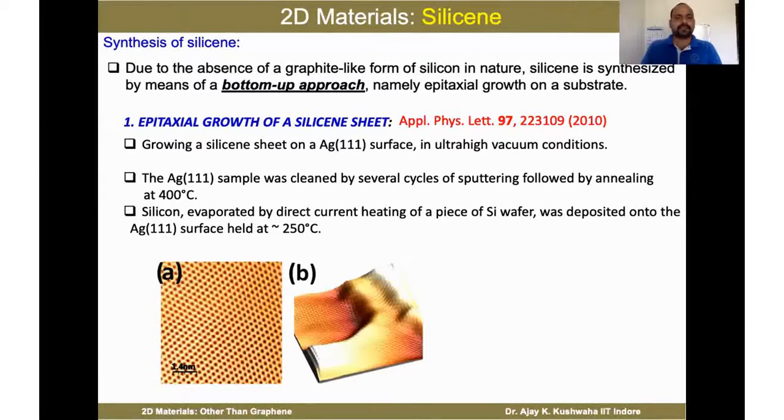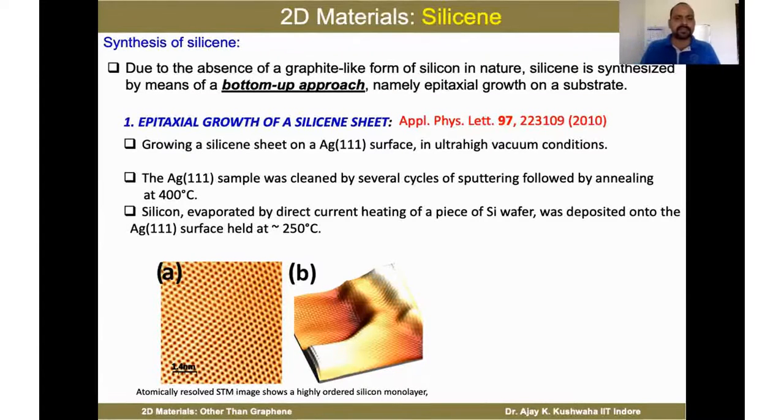Here is the STM image, atomically resolved STM image, and as you can see in figure A, a perfect atomic resolution is there. You can see each atom, and here again we can see the atoms are basically having a kind of hexagonal pattern. So it again looks like a similar structure as we observe in case of graphene.